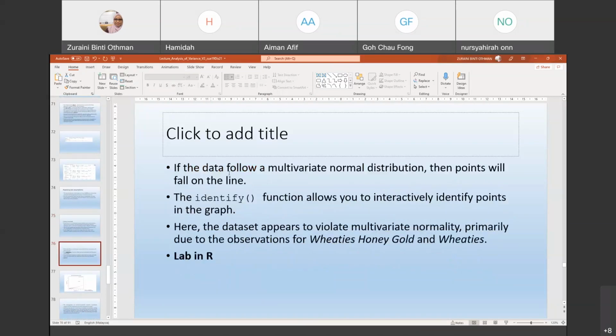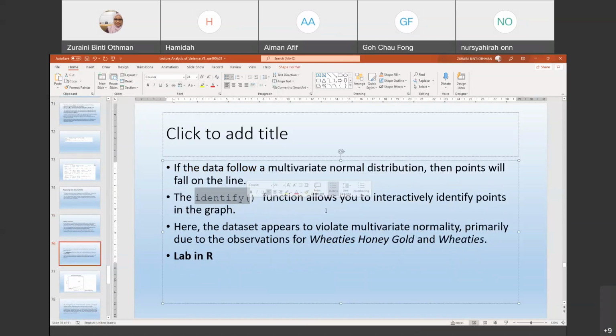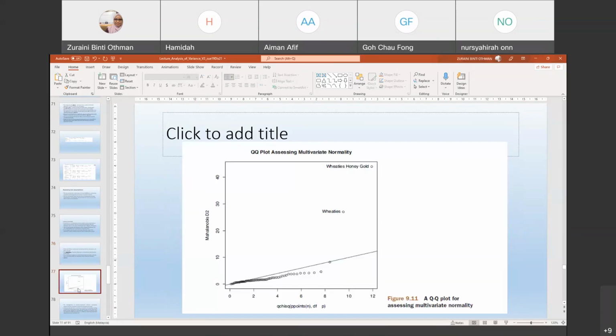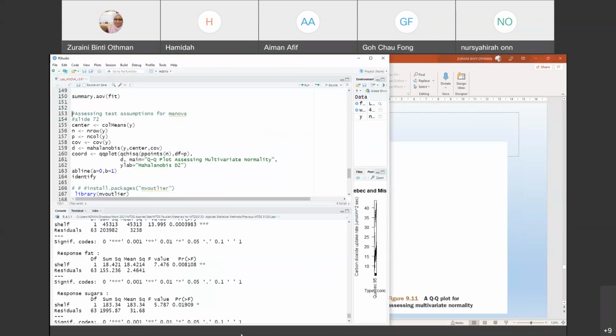Now, if the data follow a multivariate normal distribution, then the points will fall on the line. We use this function, which allows you to interactively identify points in the graph. Here the data set appears to violate multivariate normality, primarily due to the observations of honeycomb and VTs. Let's just do the QQ plot in R.